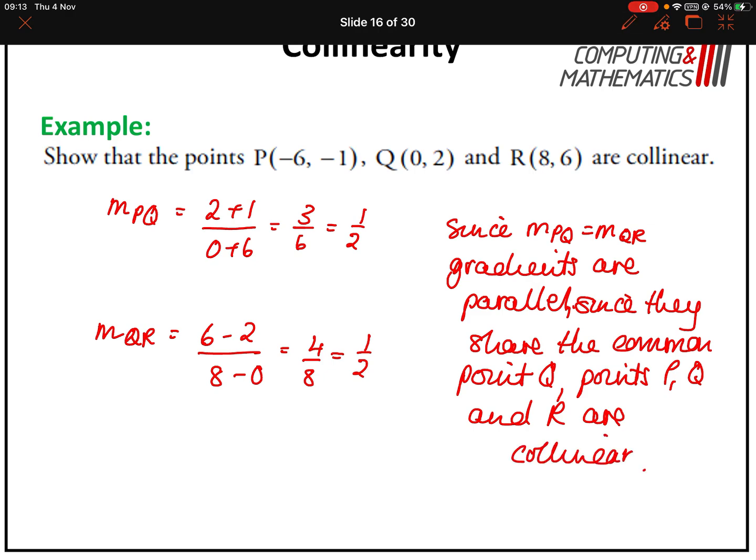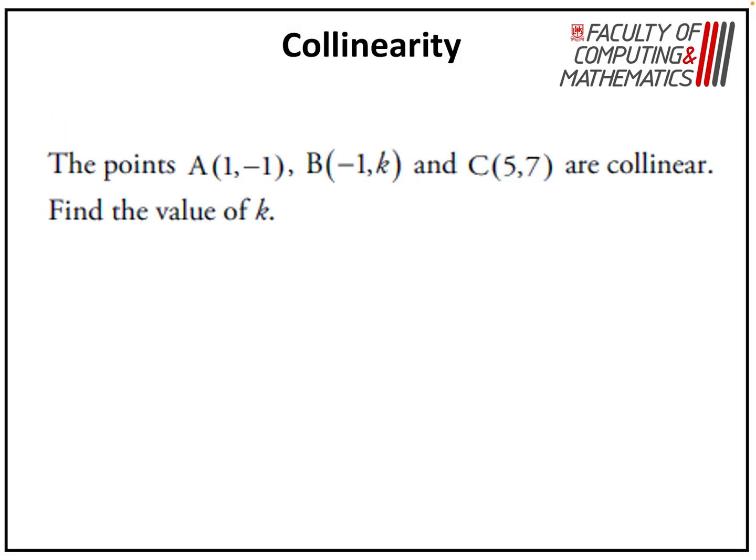Now this next question flips collinearity round, because it tells you that they're collinear in the question, and we want to find the value of k. Now what do we know? We know that m of AB has to equal m of BC. So there's a good place to start. Let's find the gradient.